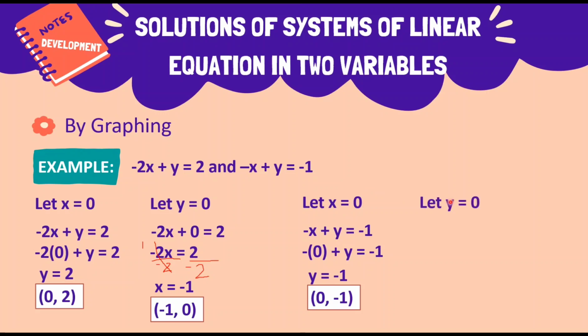So let us have the last process. We have let y is equal to 0. So let us substitute y to this equation. It becomes negative x plus y is equal to negative 1, syempre. And then we have negative x plus 0, sinubstitute na natin, is equal to negative 1. Ganun pa rin, pag nilipat natin si 0, hindi pa rin siya makaka-apekto. So, therefore, negative x is equal to negative 1. In order for us to find the value of x, we need to divide both sides by negative 1. So, let us divide both sides by negative 1.